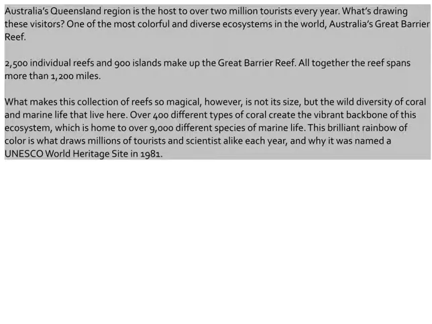What makes this collection of reefs so magical, however, is not its size, but the wild diversity of coral and marine life that live here. Over 400 different types of coral create the vibrant backbone of this ecosystem, which is home to over 9,000 different species of marine life. This brilliant rainbow of color is what draws millions of tourists and scientists alike each year, and why it was named a UNESCO World Heritage Site in 1981.